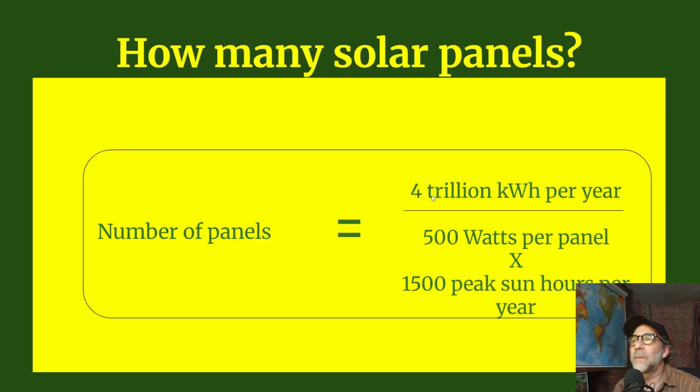The United States uses about 4 trillion kilowatt hours per year, and we're going to use 500-watt solar panels, and we're going to go with an average of 1,500 peak sun hours per year because we're going to put the solar array in a nice sunny spot. Okay, so let's do the math.